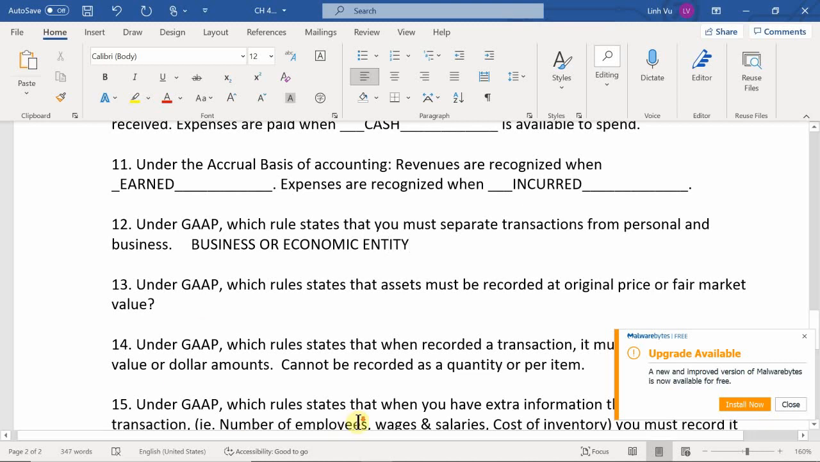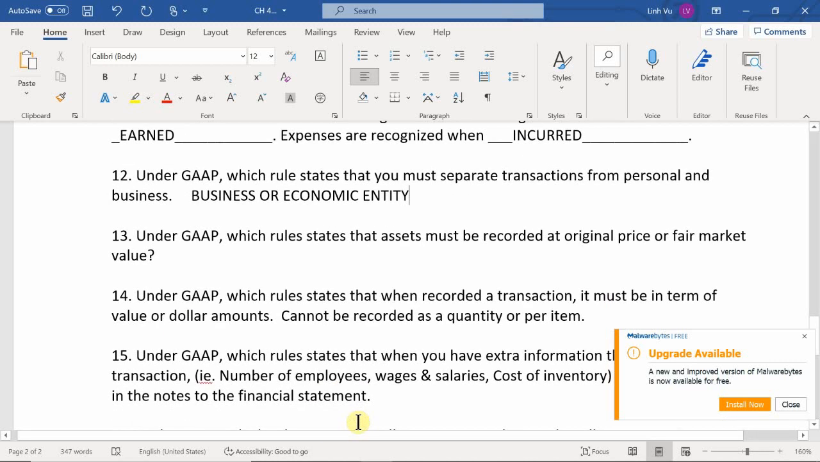Okay, now number 13. Under the rules of GAAP, which rule states that assets must be recorded at original price or fair market value? So this is monetary? No, it's not monetary. Which real estate asset records original price? It's not monetary. So it's an assumption? No, it's not an assumption.